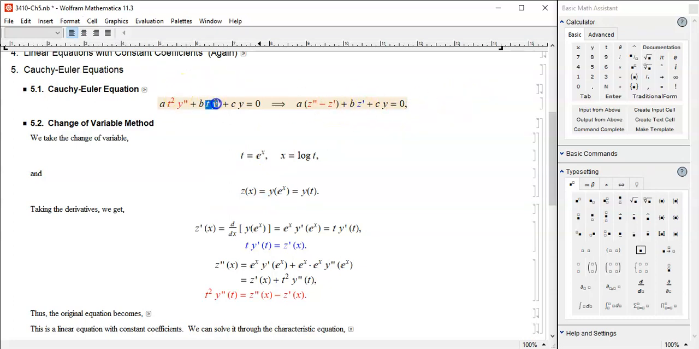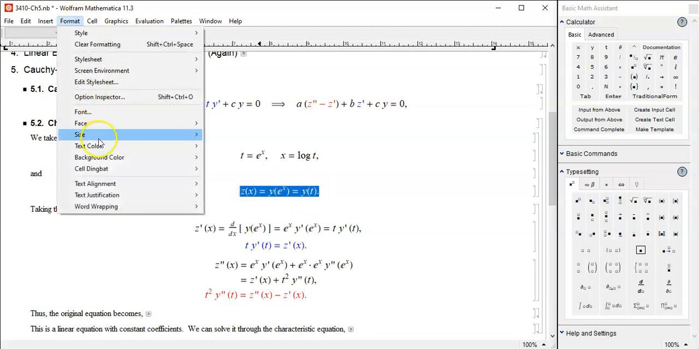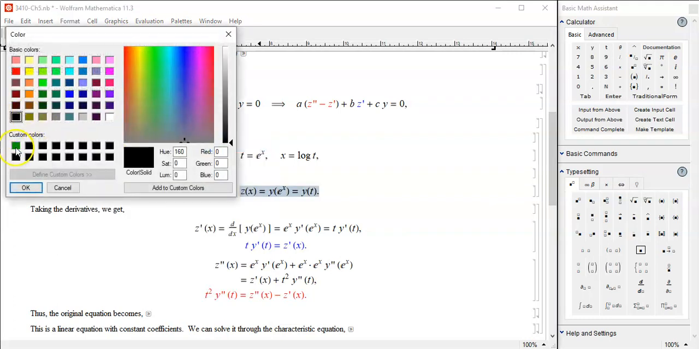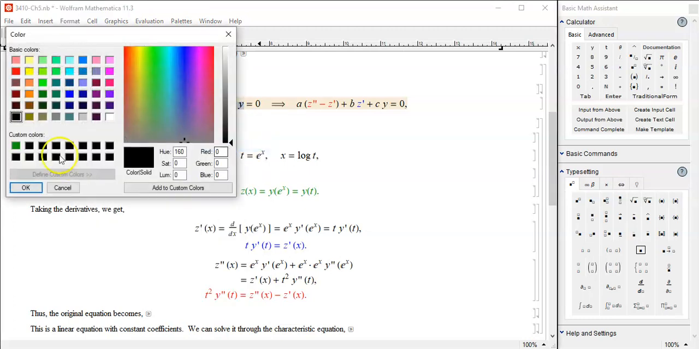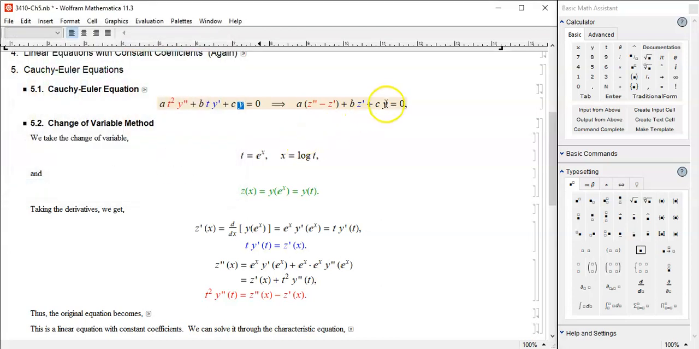Okay, so t y prime is z prime, t squared y double prime is z double prime minus z prime, and c y, let's see, z of x is actually the same as y of t, is it? So this y, which now I'm highlighting in green, is the same as z.